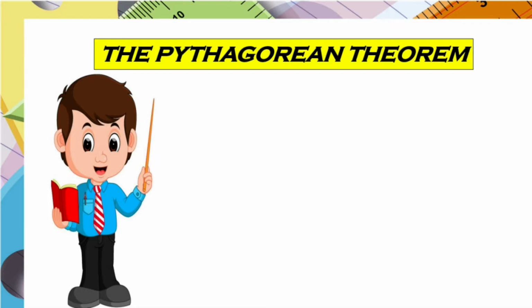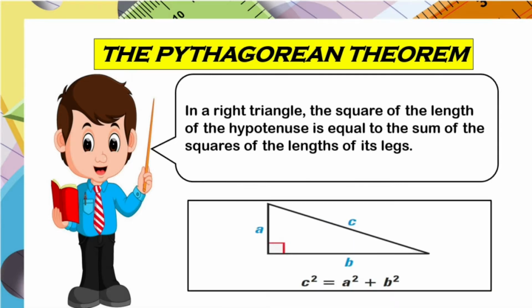Now that we have familiarized ourselves with the parts of the right triangle, let us now discuss the Pythagorean Theorem. According to the Pythagorean Theorem, in a right triangle, the square of the hypotenuse is equal to the sum of the squares of the lengths of its 2 sides. If C is the hypotenuse of a right triangle and A and B are its legs, therefore, C squared is equal to A squared plus B squared.